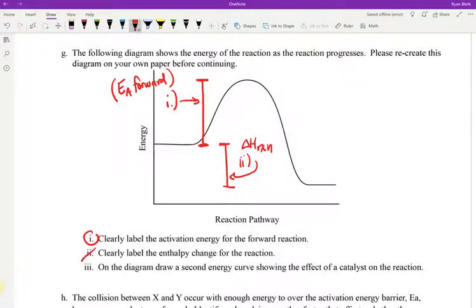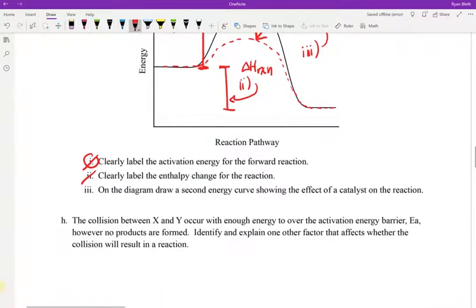So that's part 2. On the diagram, draw a second energy curve showing the effect of a catalyst. So a catalyst should lower the activation energy. So I need a curve that kind of goes lower here. Still with a hump, but lower, and still starting and ending in the same place, sort of like that. So step 3 is this curve here.